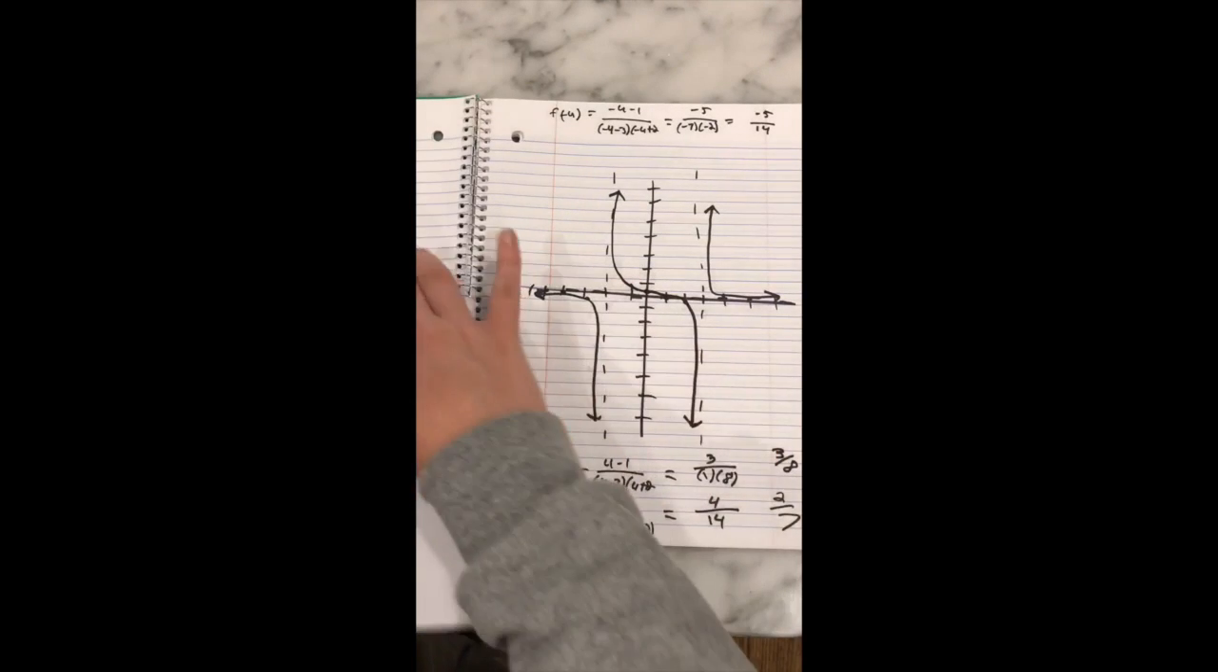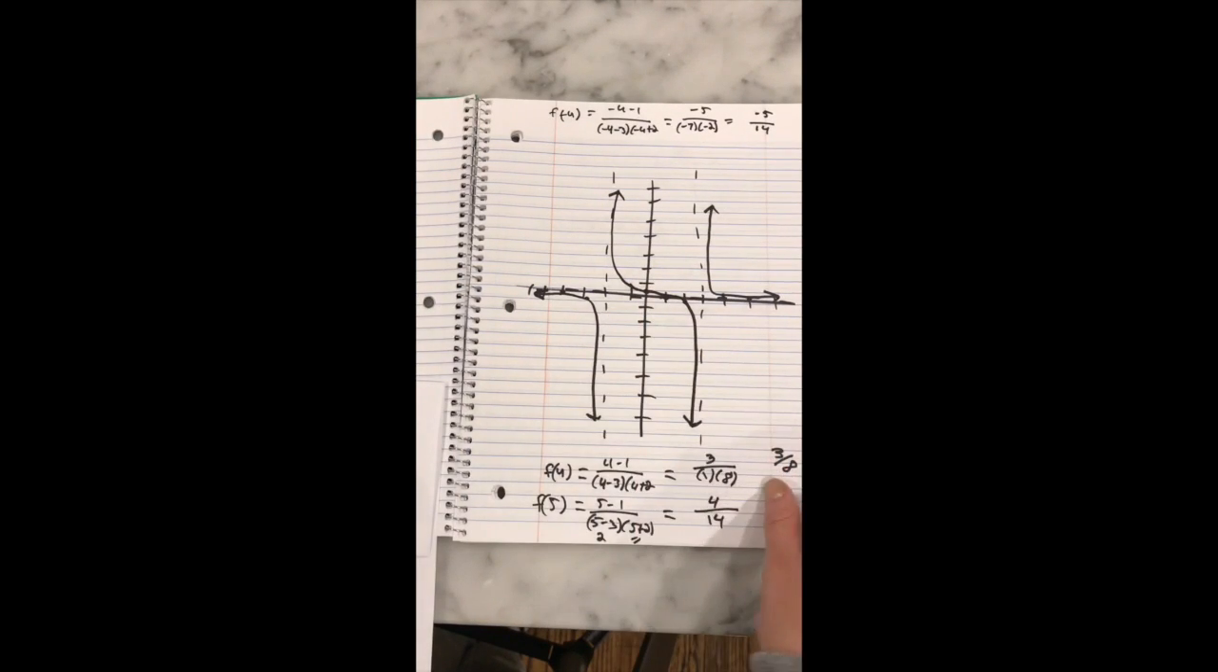But what's happening over here? Well, let's plug in another point. Let's plug in f of negative 1. When you do that, you get out 1/2.